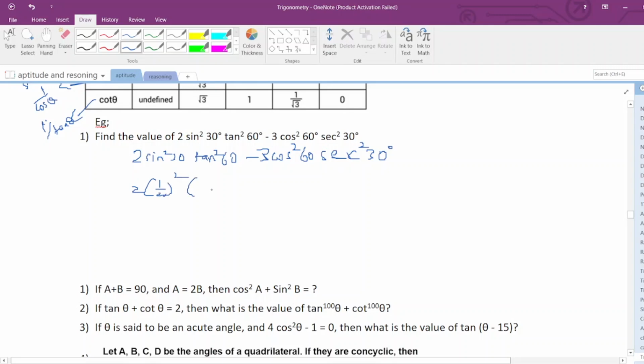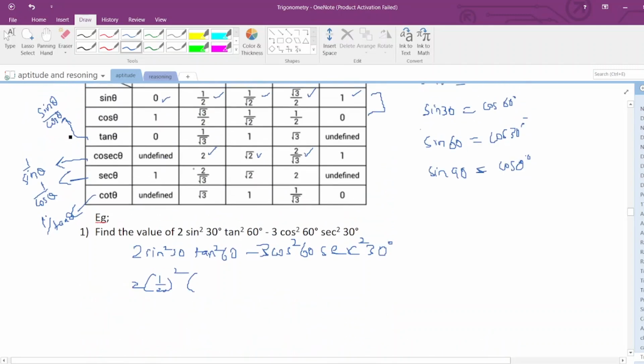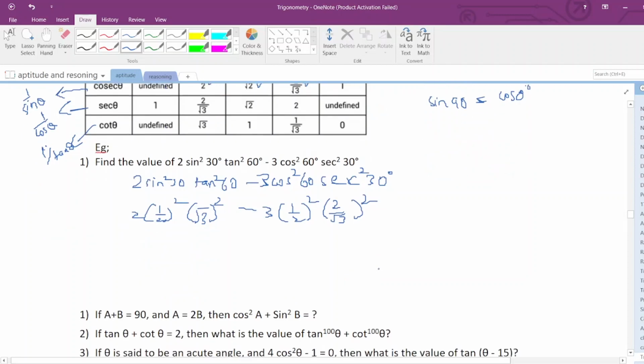Tan 60, so tan 60 is equal to root 3, right? So root 3 whole square, minus 3 into cos square 60, because cos 60 is equal to 1 by 2 whole square, and secant square 30. Secant 30 is equal to 2 by root 3. 2 by root 3 whole square. So now solve it.